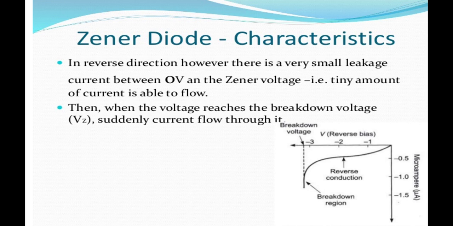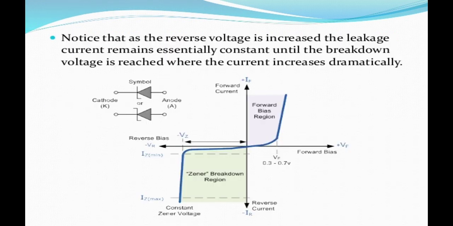Here the voltage range is -1, -2, -3 volts. If the applied voltage Va reaches Vz, meaning applied voltage Va is equal to Vz, then an excessive amount of current suddenly increases. That is shown in the characteristics diagram.